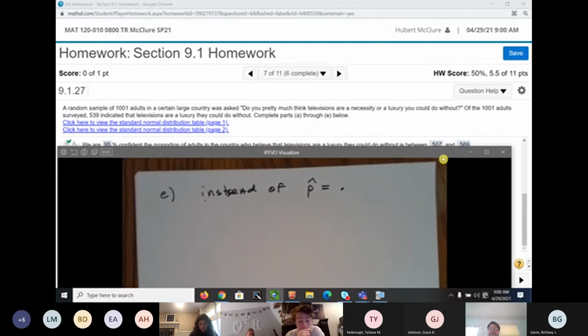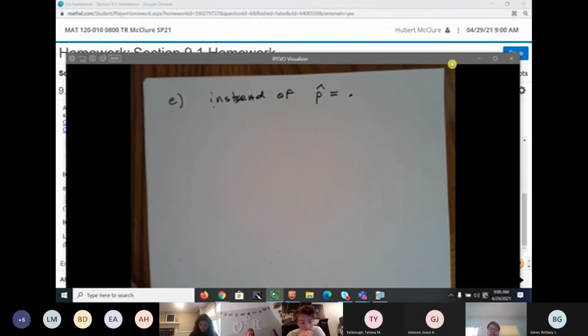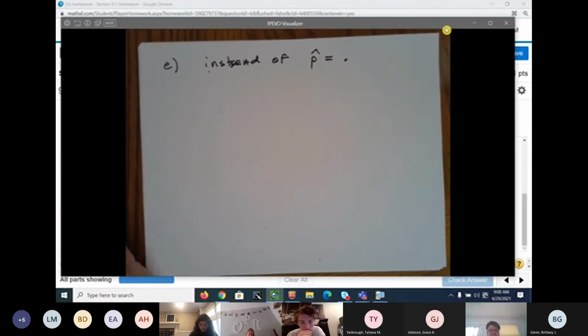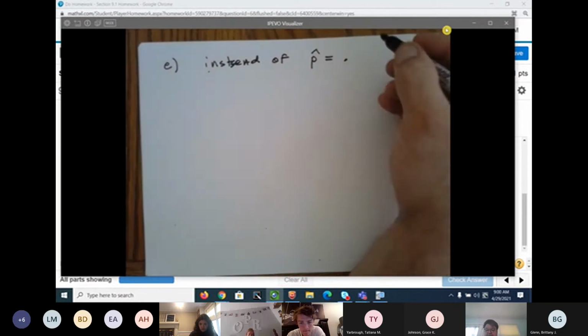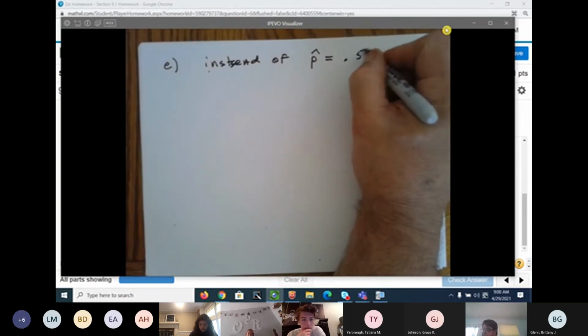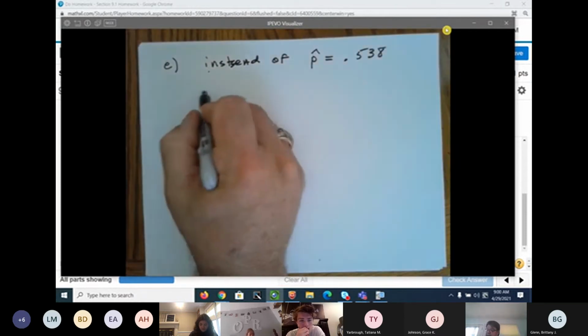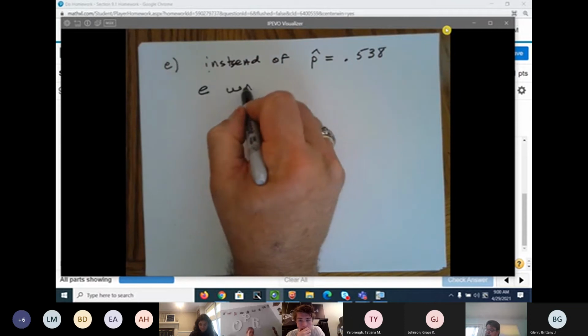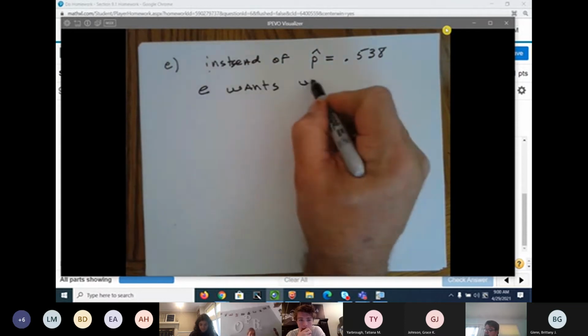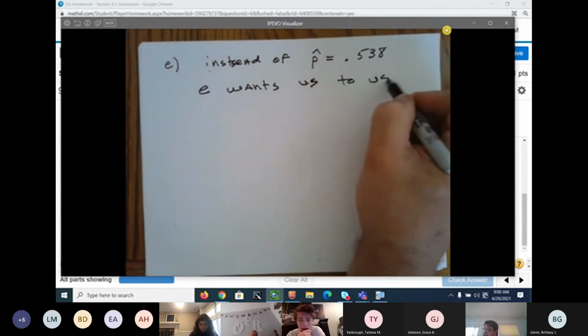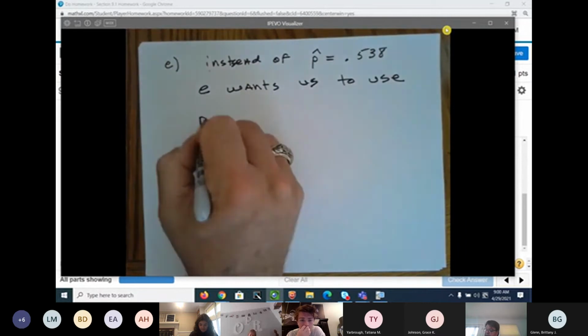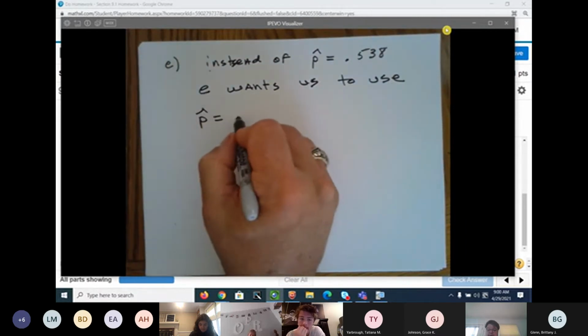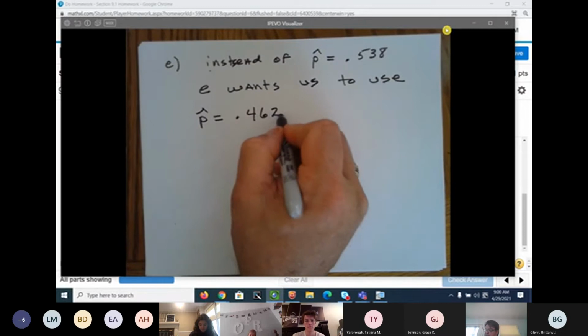What do we say, 0.5? I'll just look at my page. This would help if somebody would speak, but that's okay. 0.538. E wants us to use P hat is equal to 0.462.